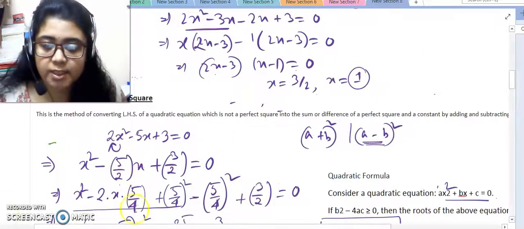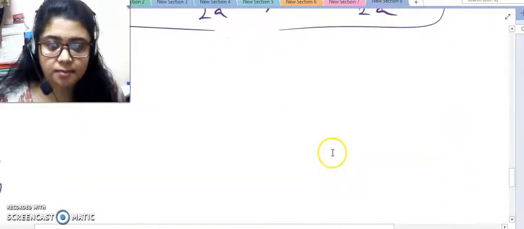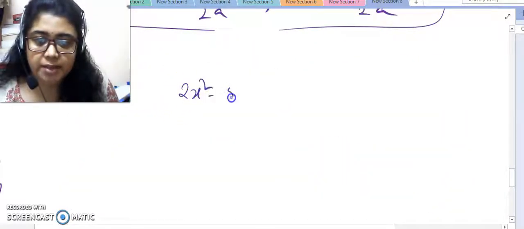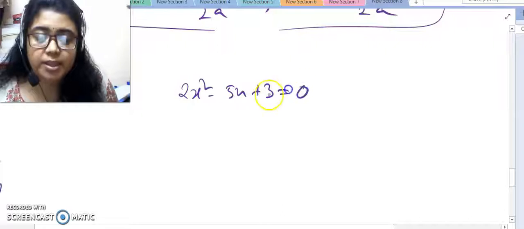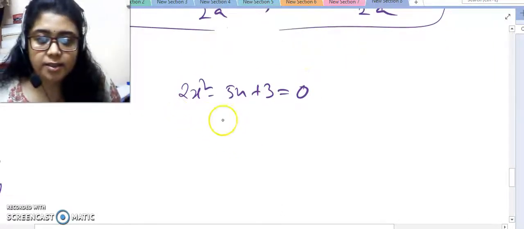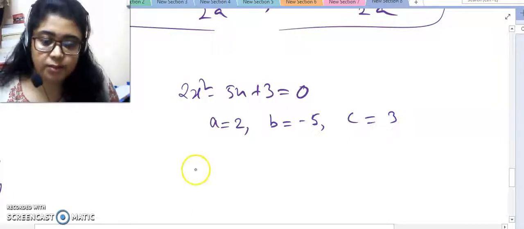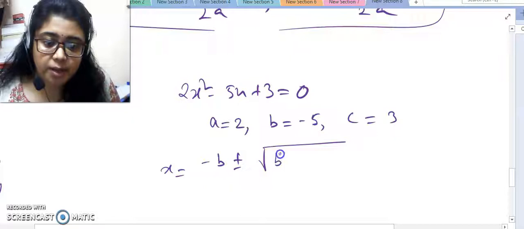This example we will take: 2x square minus 5x plus 3 is equal to 0. We can solve it by this Sridhar Acharya method. Okay. Now you just see, what is your a? A is 2. What is your b? Minus 5. What is your c? Plus 3. So what should be our formula? X is equal to minus b plus minus root over b square minus 4ac by twice a.